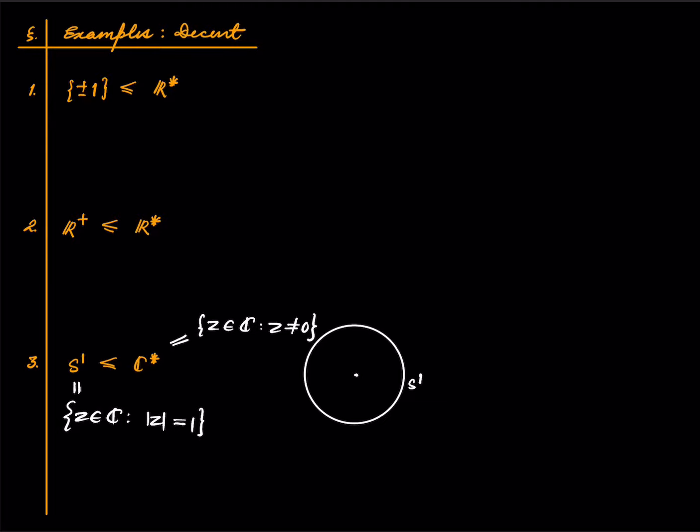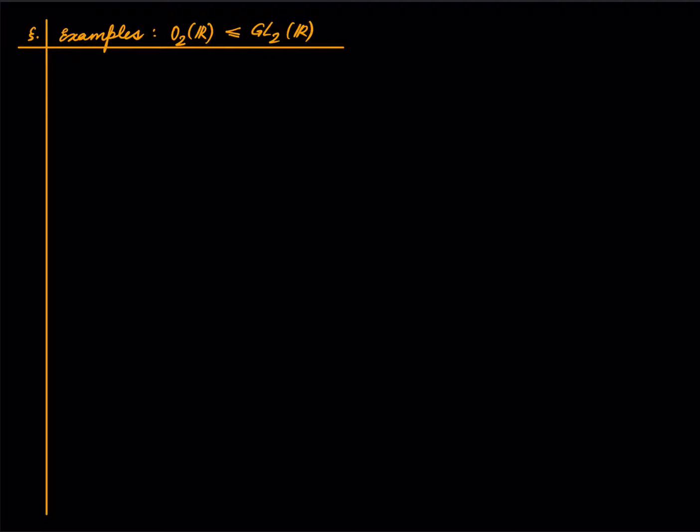And this is a group under multiplication, usual multiplication of complex numbers. And S1 is a subgroup, because if you multiply two unit magnitude things, you get another unit magnitude thing. And if you invert a unit magnitude thing, you again get a unit magnitude thing. So that's very nice. Okay. And this is one of the best examples.